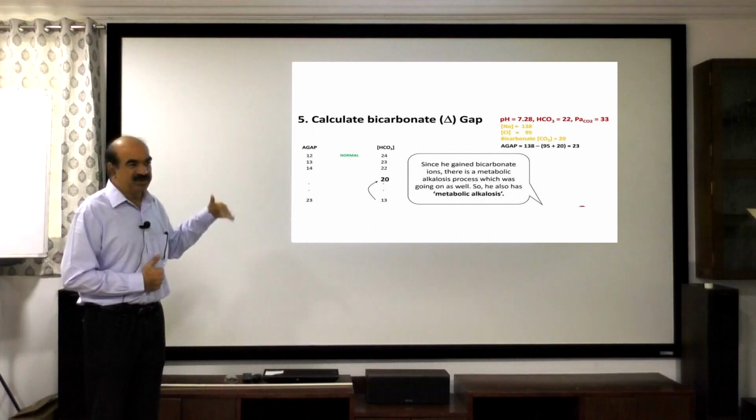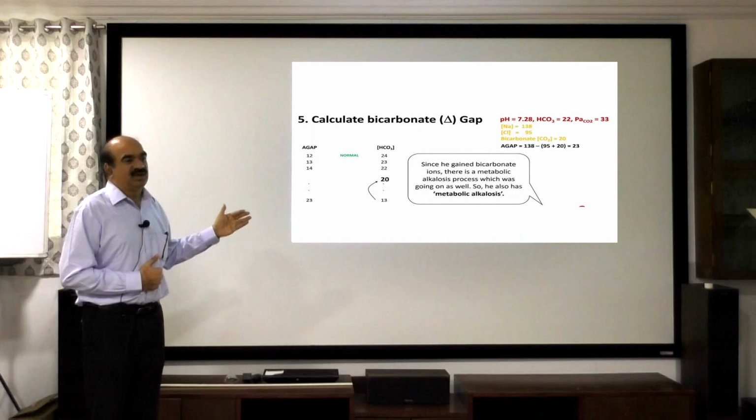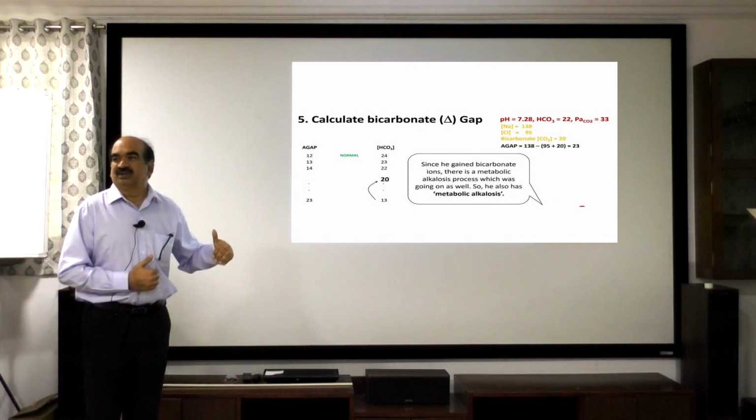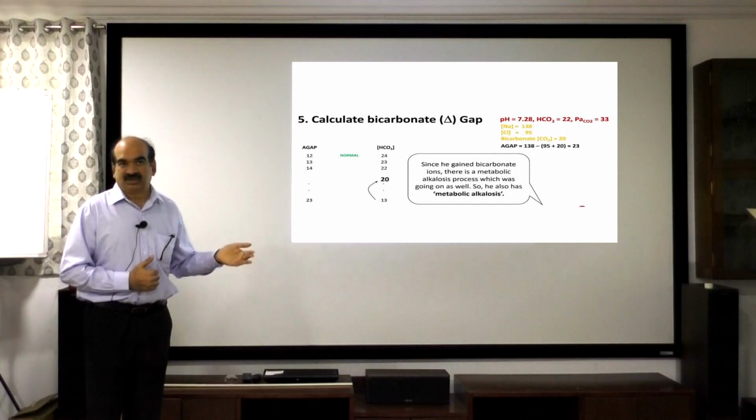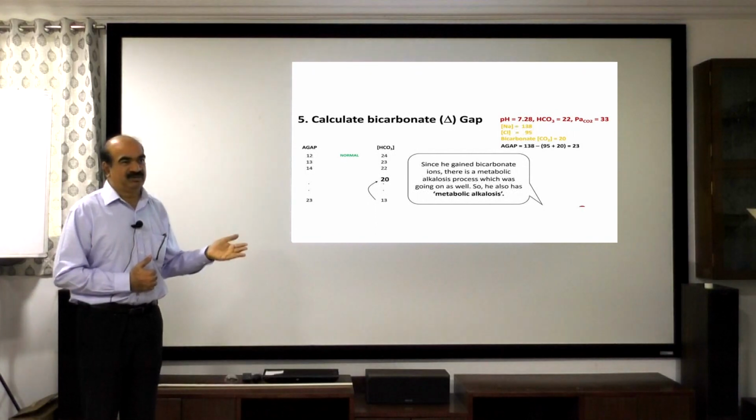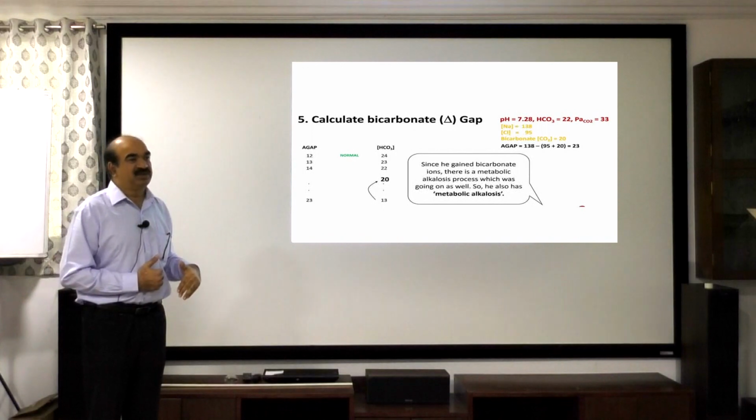If the patient is on diuretics, there will be a loss of sodium and chloride. Chloride loss will be compensated by bicarbonate. There will be more accumulation of bicarbonate because of chloride loss secondary to diuretics.